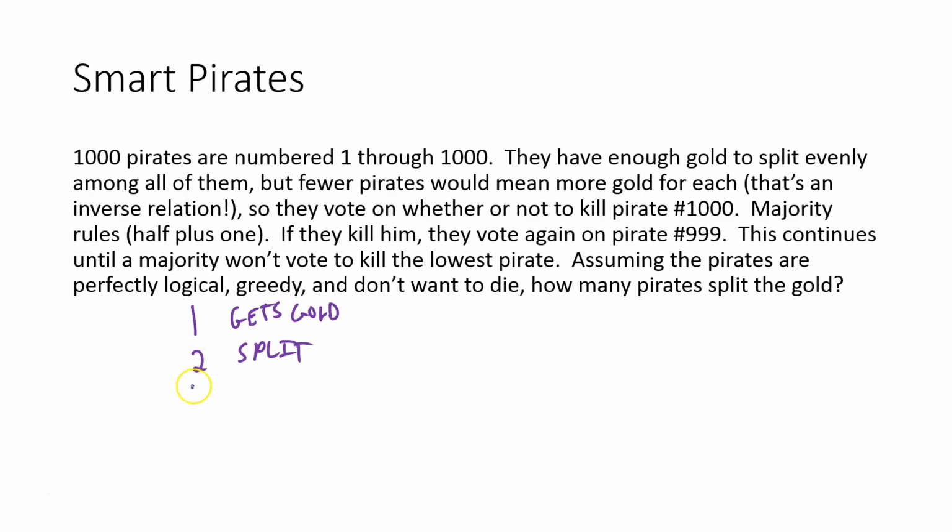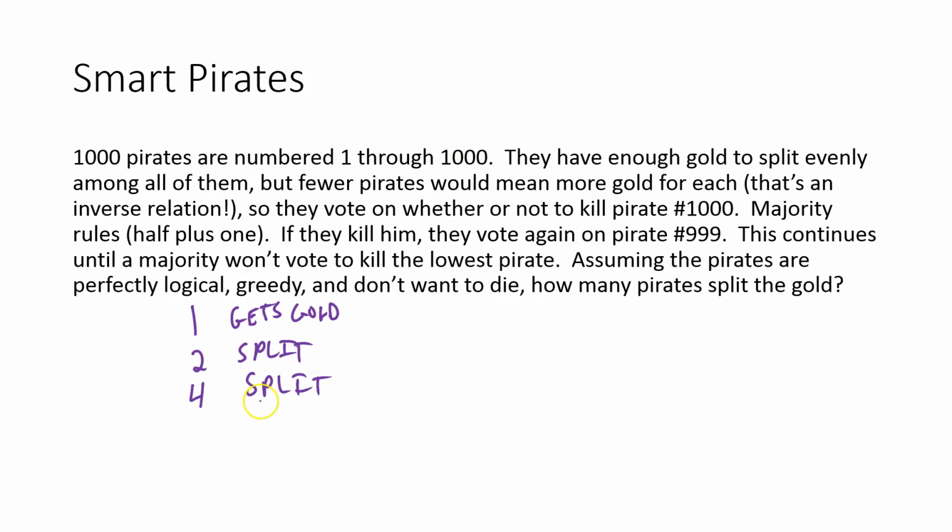But what about at 4? At 4, let's think about what 1, 2, 3, and 4 each would have to say. 1 and 2, they know, hey, if we kill 4, we can kill 3, and it'll be down to us. 3, though, is thinking, if 4 dies, 1 and 2 are going to kill me for sure. And 4 wants to save himself, so 3 and 4 are going to vote to save. So at 4, they actually end up splitting the gold. So it's a split. Now, right about here, everyone's like, oh, so it's even numbers, so it must stay at 1,000. Well, let's keep going.